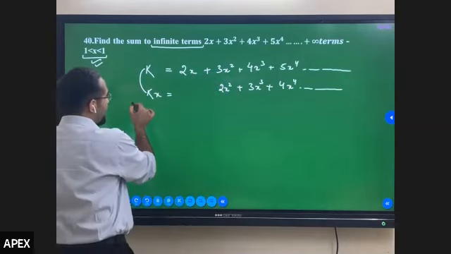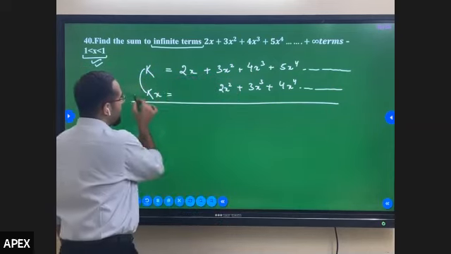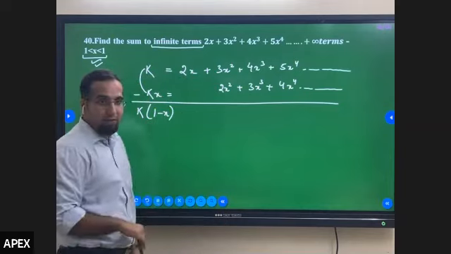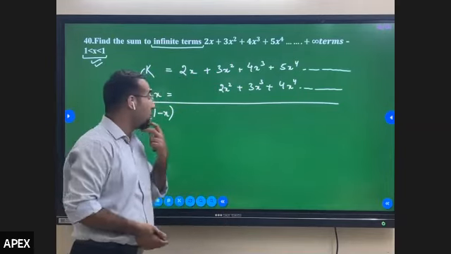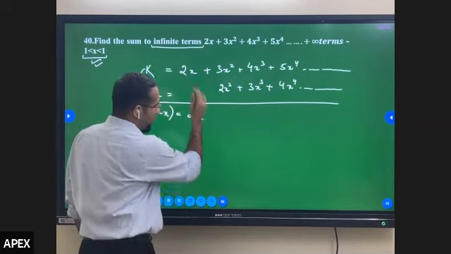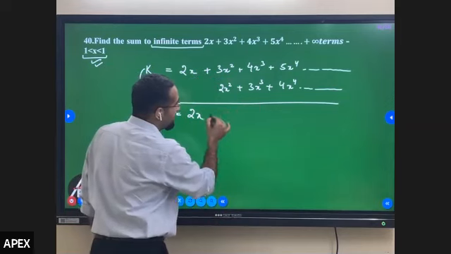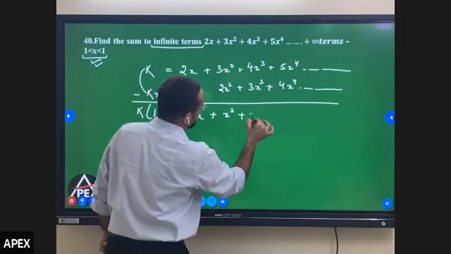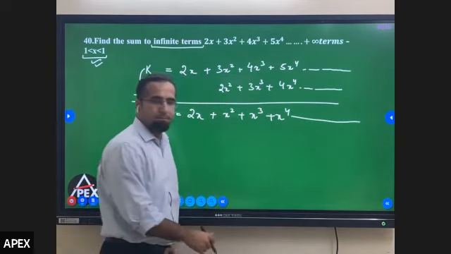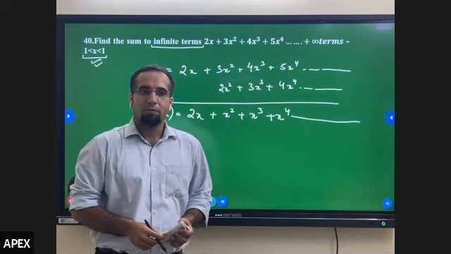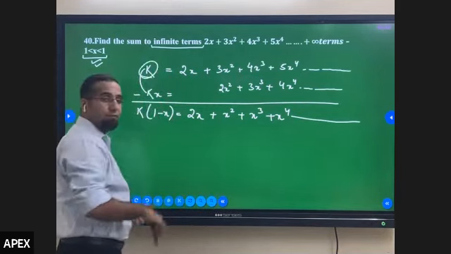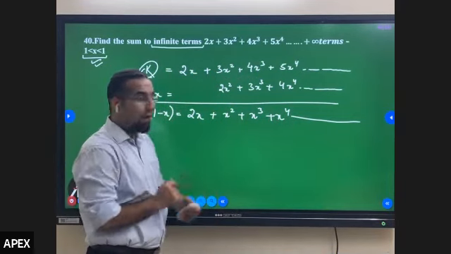Clear? Now, if I subtract these two series, this is how you simplify it. I take k common, this becomes 1 minus x, and this is equal to 2x. Only this part is separate. But now if you observe, I have an infinite GP series. Clear? And mind you, we are calculating the value of k. So let's simplify.